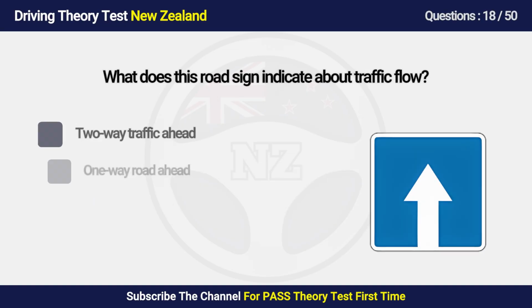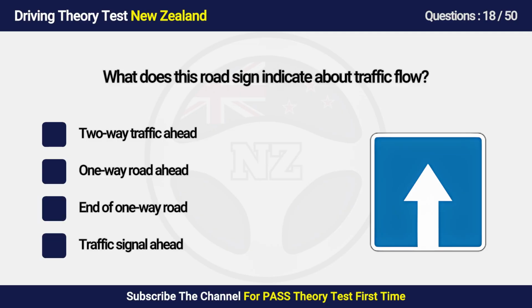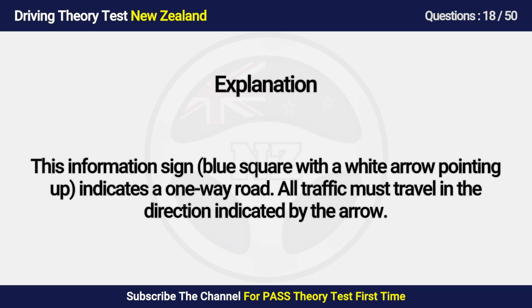Question 18. What does this road sign indicate about traffic flow? A. Two-way traffic ahead. B. One-way road ahead. C. End of one-way road. D. Traffic signal ahead. Answer is B. One-way road ahead. This information sign, a blue square with a white arrow pointing up, indicates a one-way road. All traffic must travel in the direction indicated by the arrow.